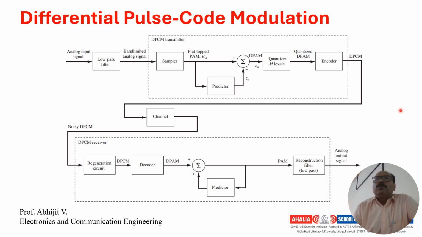Does this require any more explanation? Is there anybody in the class who did not understand the operation of a differential pulse code modulator? All of you are clear with it? Shall I proceed to the next?